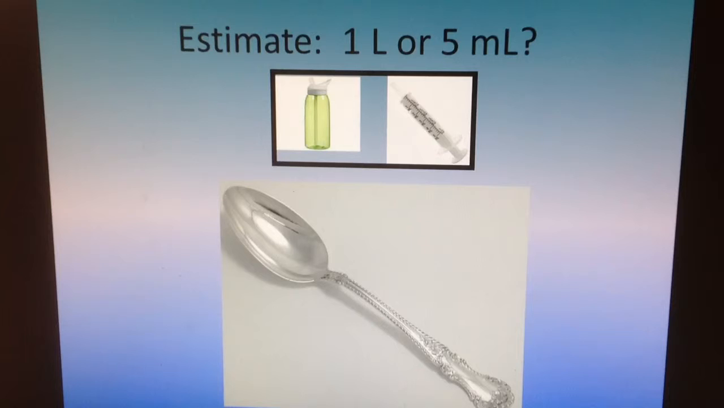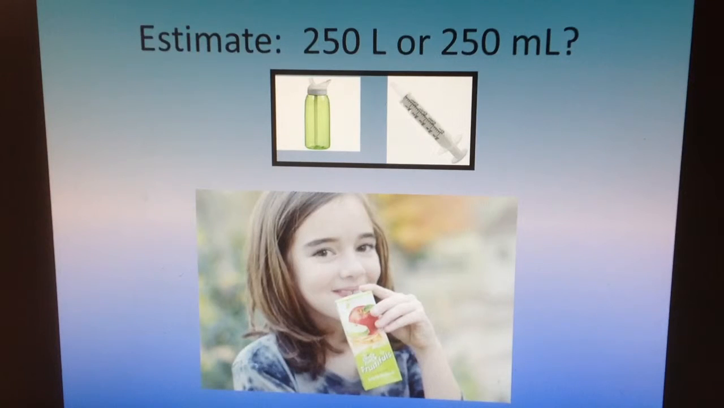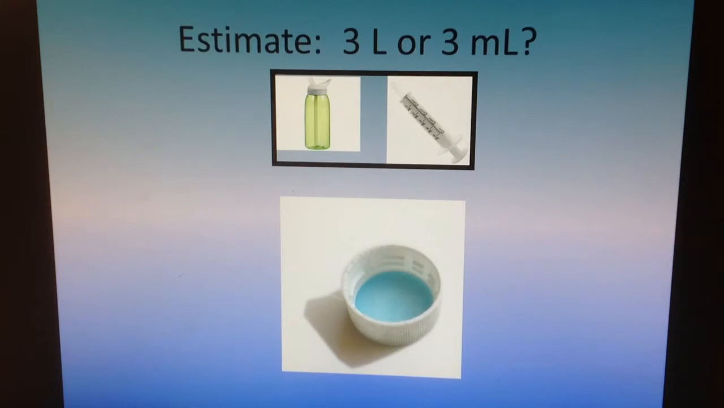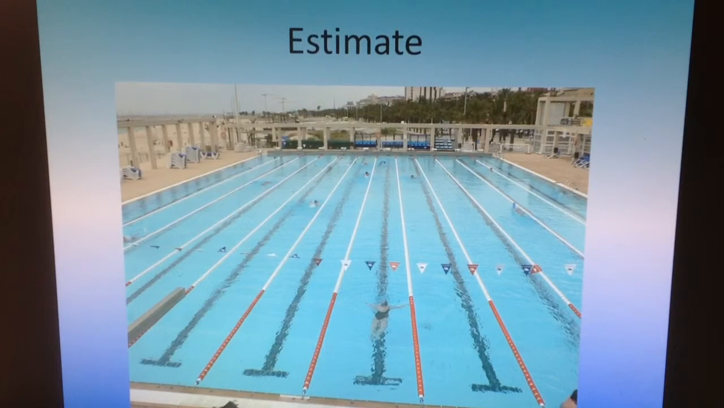A liter or 5 milliliters in a teaspoon. About 5 milliliters. How much juice in that juice box? About 250 milliliters. How much water can fit in the cap of a pop bottle? About 3 milliliters. Ooh, this was a good one to estimate.